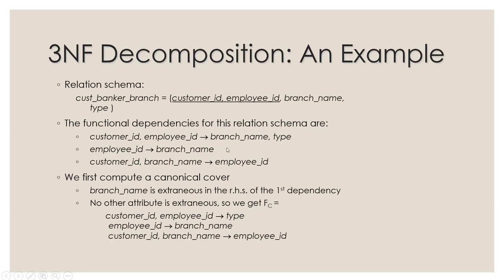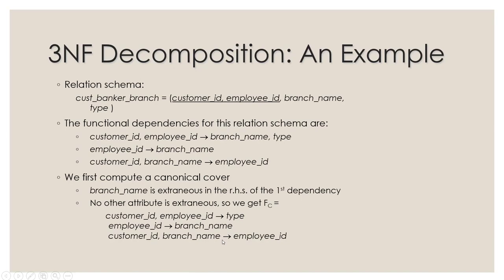So we can get rid of branch name here, and we are left with customer ID and employee ID gives you just type. Okay, this one is fine because we're not able to infer this using other ones. And this one also, same. So no other attributes are extraneous. So this is going to be our canonical cover. We were able to get rid of one attribute, which was branch name on the first one.